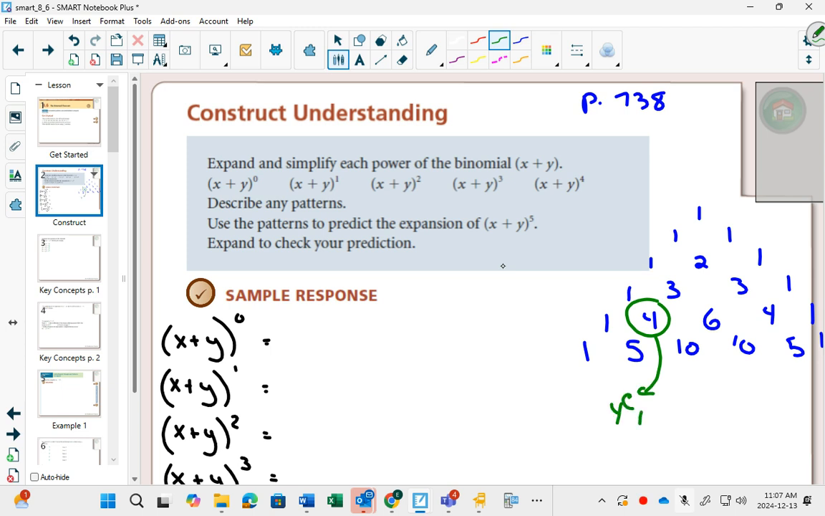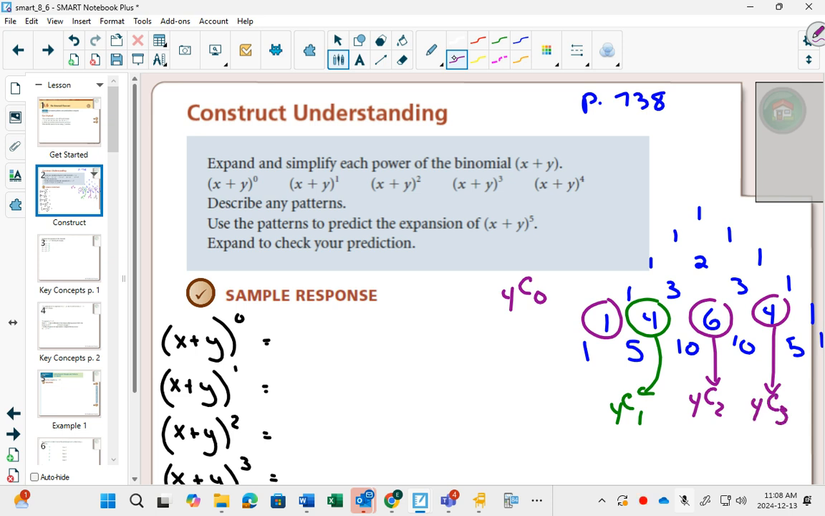4 is obviously 4 choose 1. That's really easy math to do. 5 is 5 choose 1. If I know that that 4 is 4 choose 1, that would tell me this is 4 choose 0. After 4 choose 1 is 4 choose 2. 4 choose 3, and the last one is 4 choose 4.